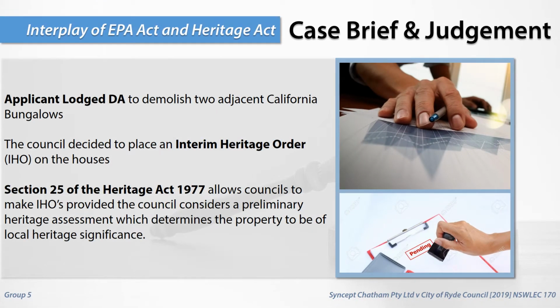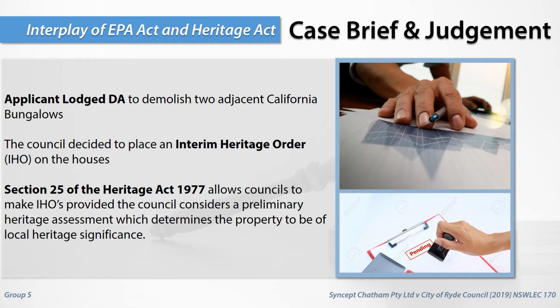In Syncept Chatham Pty Limited versus City of Ryde Council, the applicant lodged a DA to demolish two adjacent California bungalows at 68 and 70 Chatham Road, Denistone, in order to make way for redeveloping the site. Whilst considering the DA, the council decided to place an interim heritage order on the houses so as to protect them from demolition. The council had previously identified the area as having local heritage significance, but had declined to list it as a conservation area.